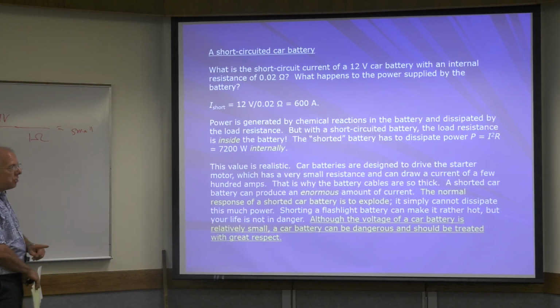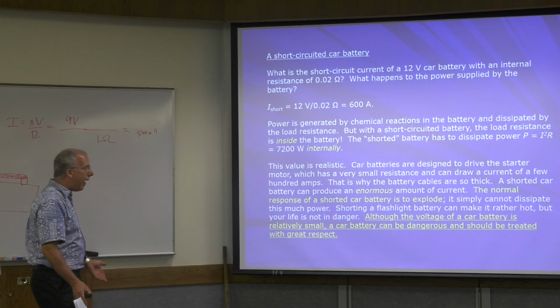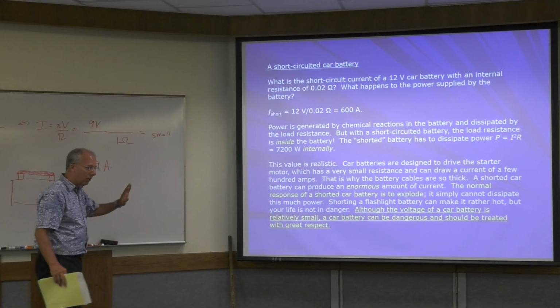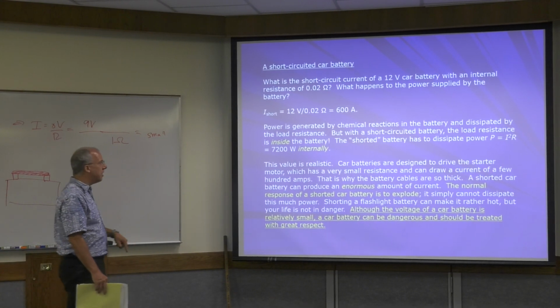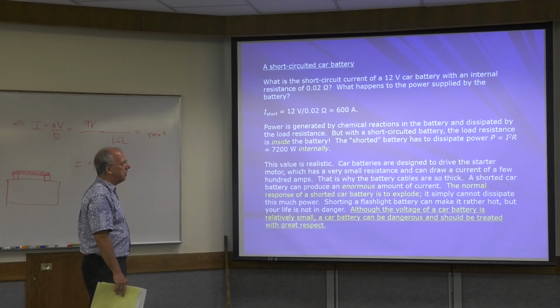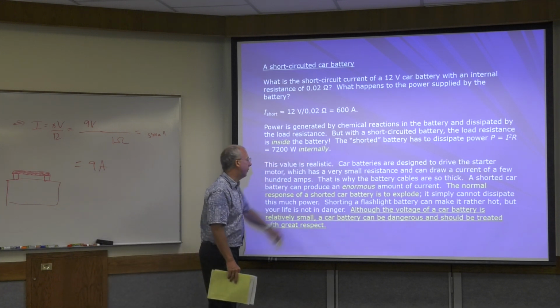But with a short-circuited battery, the load resistance is inside the battery, right? There's no other resistor, because it's a short circuit. So the only resistance is inside the battery. The shorted battery has to dissipate power, I squared R, which is 7,200 watts internally.